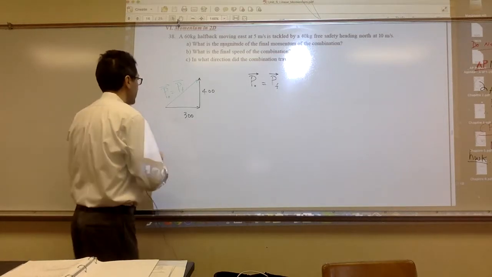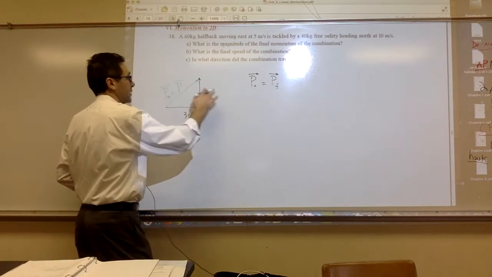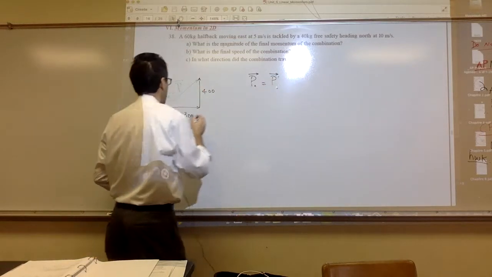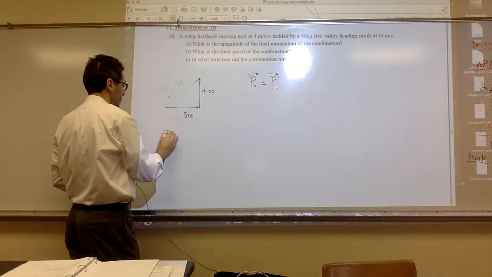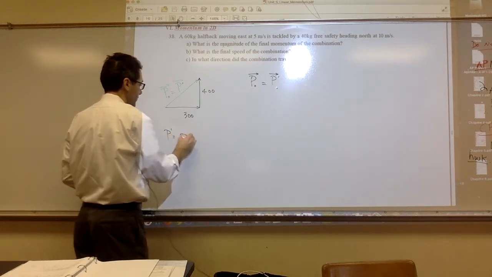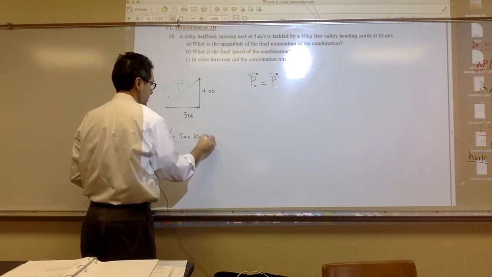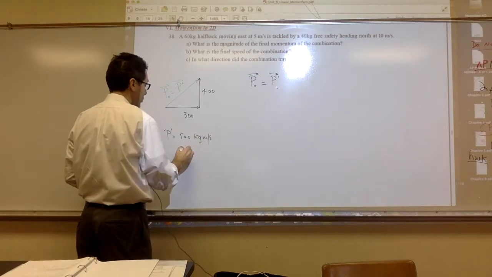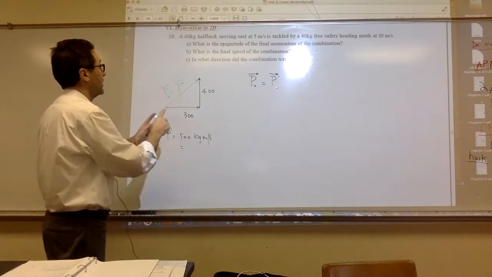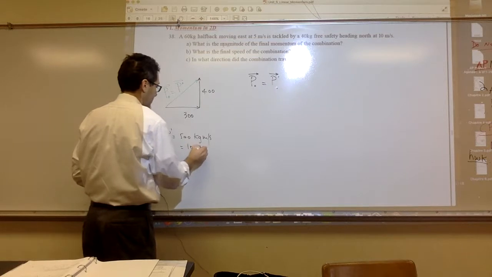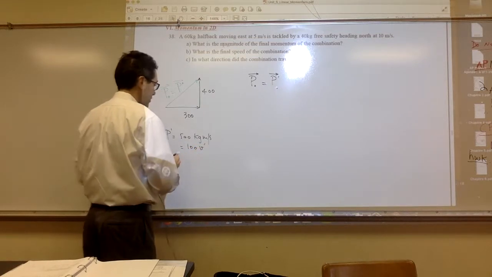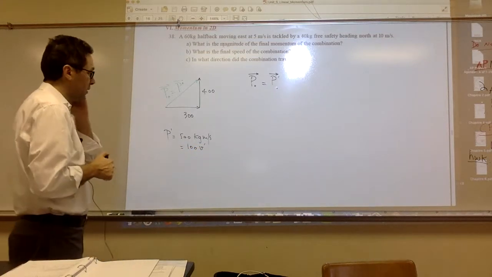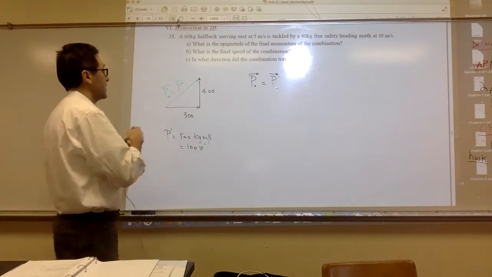Now, I can write this as P prime here. So this P prime is 500 kilogram meters per second. That's also the mass of the combination, which is 100, times the velocity of the combination after they stuck together. So it should be 5 meters per second.